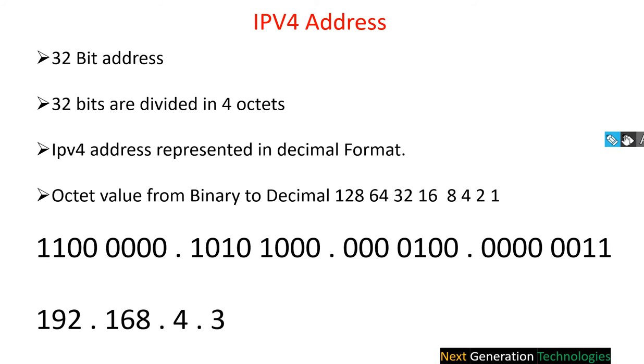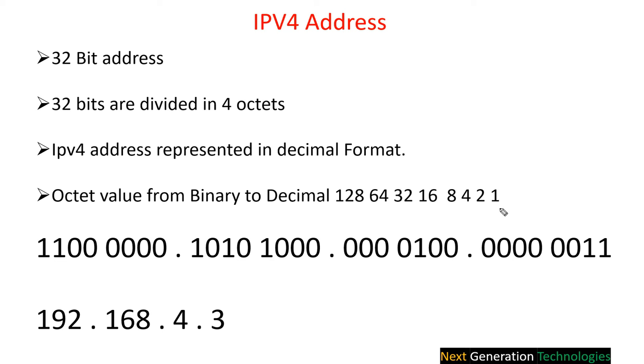An IPv4 address is a 32-bit address. The 32 bits are divided into 4 octets. IPv4 is represented in a decimal format by converting these octets from binary to decimal values.